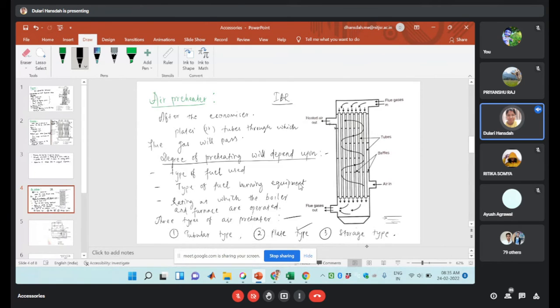So most of the time we are using the tubular type only. That's why I have shown you this diagram. The flue gases which leave the air preheater, the temperature should be as low as the stack temperature, so that there will be minimum heat loss through the stack to the atmosphere. Okay, so this is all about your air preheater. So next one is the superheater.